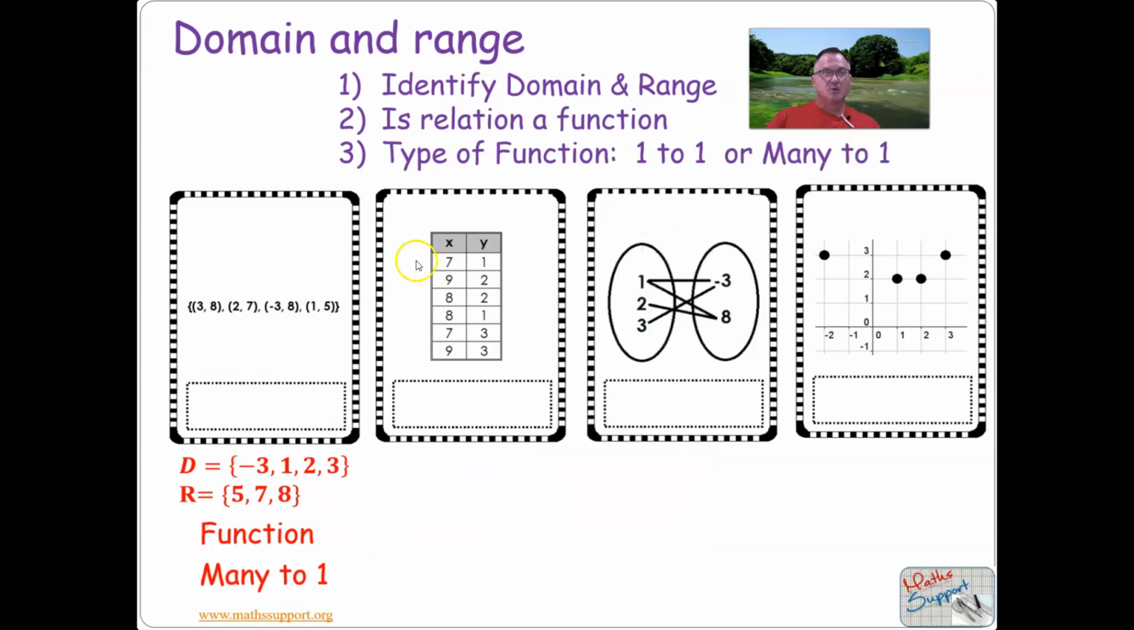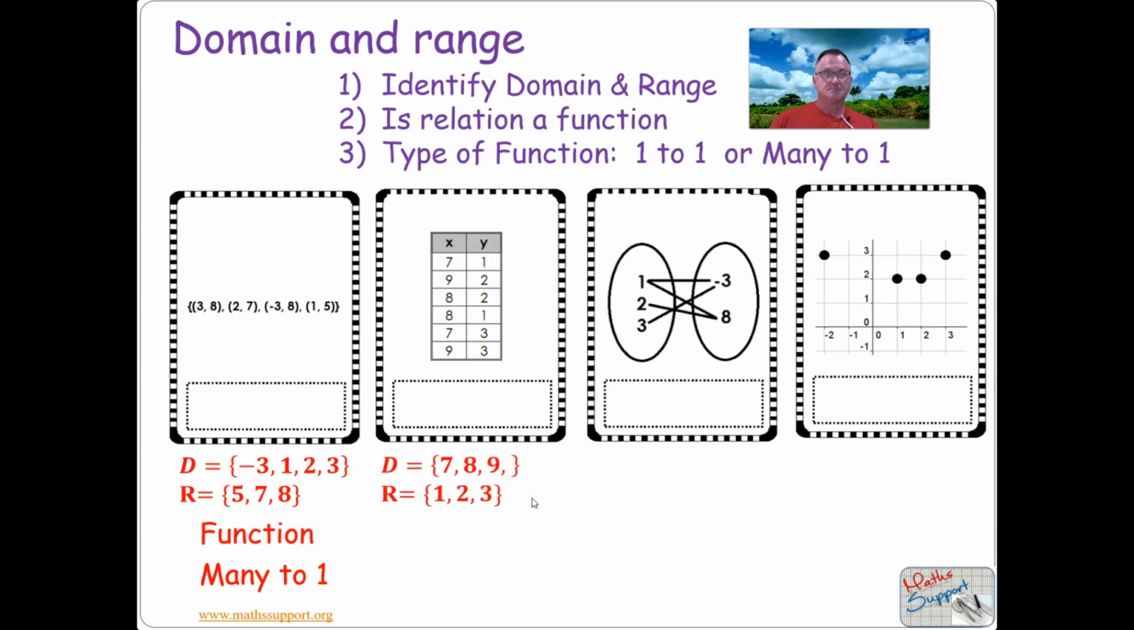All right, our next one, look at your x's. 7, 9, 8, 7, 9. They all repeat, so I only list them once. Then I list my y coordinates. If they repeat, I only list them once. Is this a function? Well, if the x coordinates repeat, it's not a function. So 7 repeats, 8 repeats, 9 repeats. That is a relation, not a function.